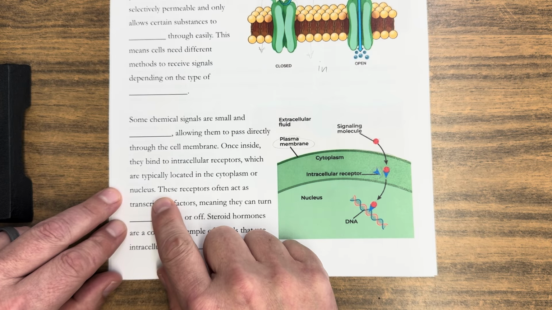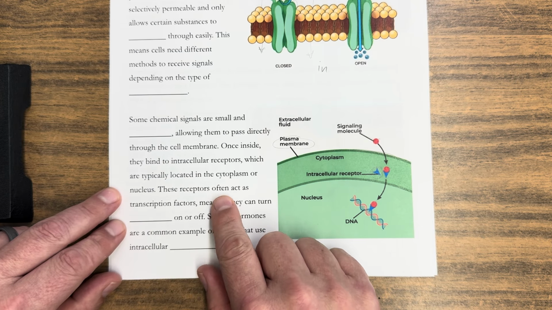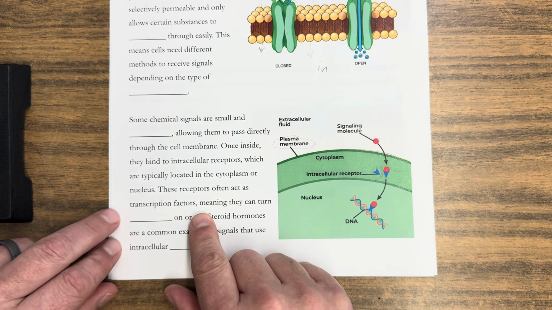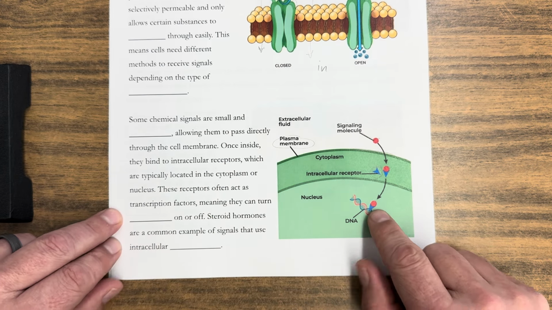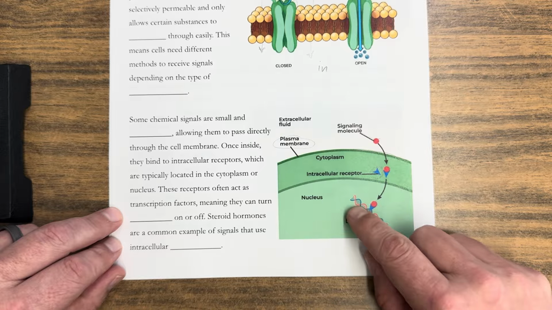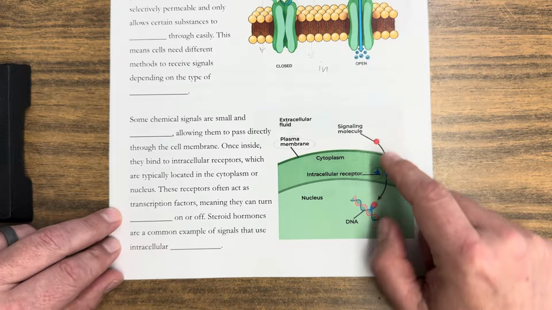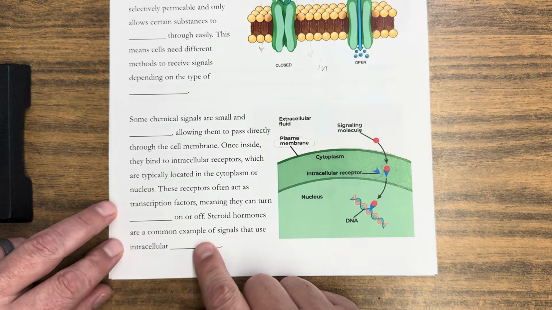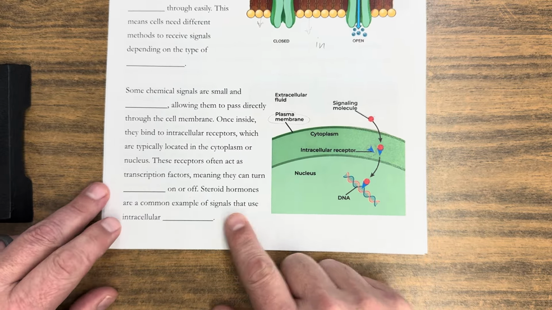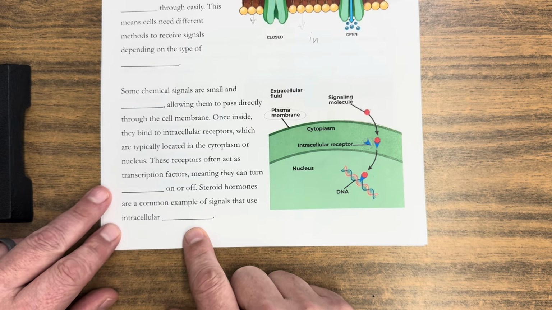These receptors often act as transcription factors, meaning they can turn genes on or off. That could be one thing that's happening here. It could be turning off a gene or turning on the gene once that signal came in. Steroid hormones are a common example of signals that use intracellular receptors.